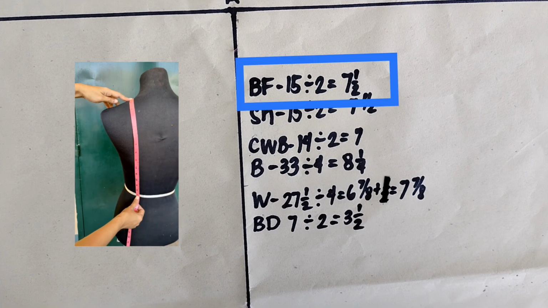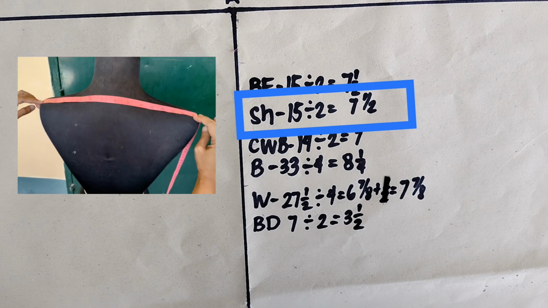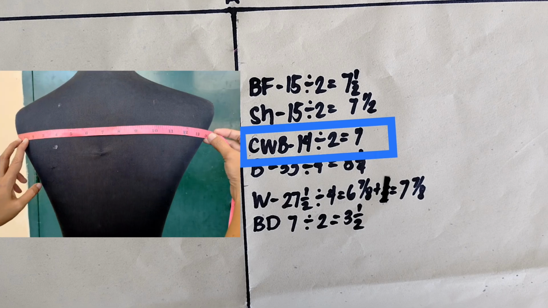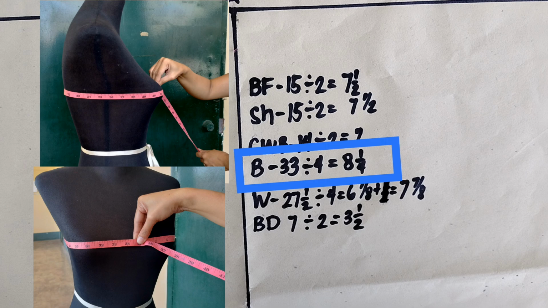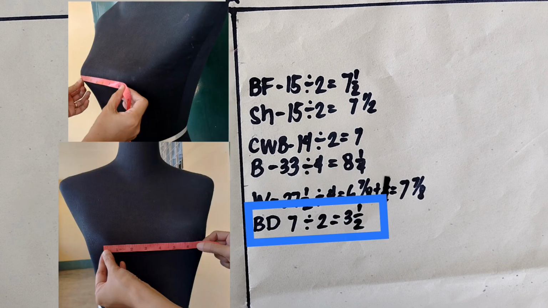Back figure, 15 inches is the sample measurement, divided by 2 is 7.5. Shoulder, 15 inches, divided by 2 is 7.5. Chest width, 14 inches, divided by 2 is 7. Bust measure, 33 inches divided by 4 is 8 1/4. Waist, 27.5 divided by 4 is 6 7/8 plus 1 inch for the dart is 7 7/8. Bust distance, sample measurement is 7 divided by 2 is 3.5.